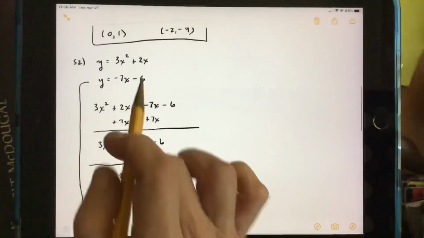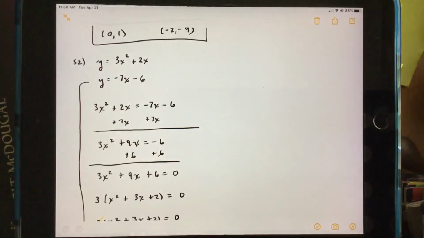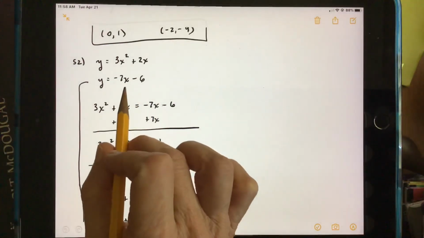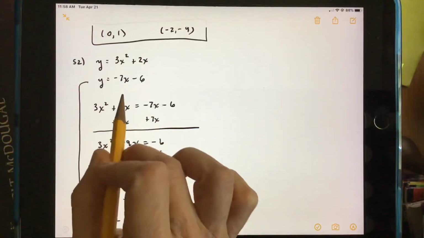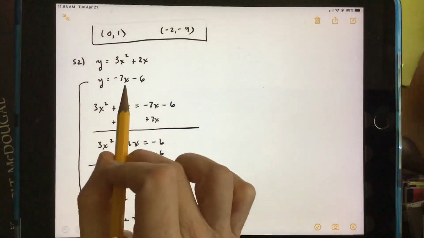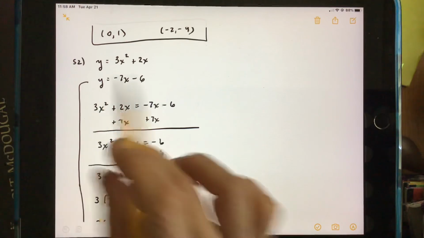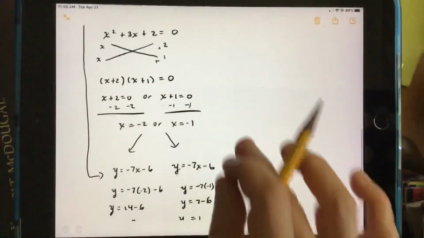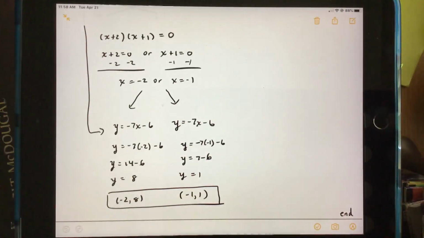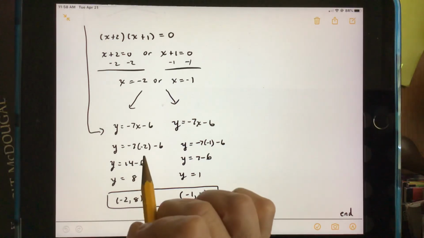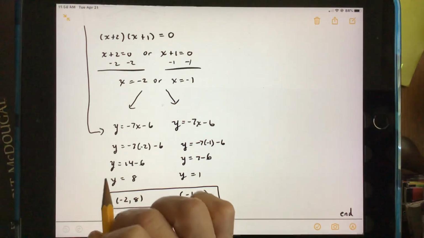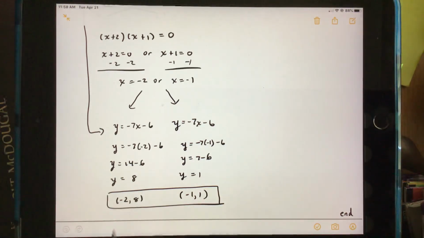I'm going to pick off what looks like the easiest equation up here to solve for y knowing x. And it looks like it's this bottom equation again, this linear equation. I'm going to plug in both values I got for x to work out my y. All right, so y equals negative 7x minus 6. Plugging in negative 2 gives me y equals 14 minus 6, so y is 8. When x is negative 2 then, y is 8. So one of my ordered pair solutions is negative 2, 8.